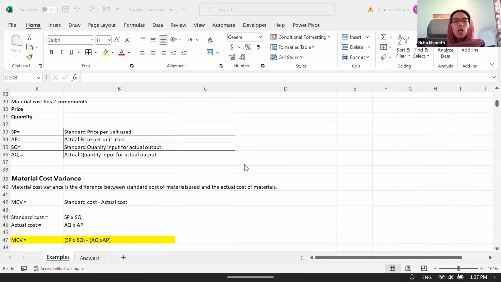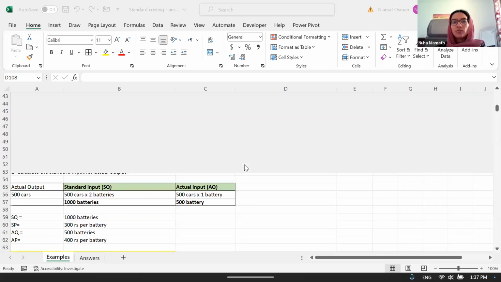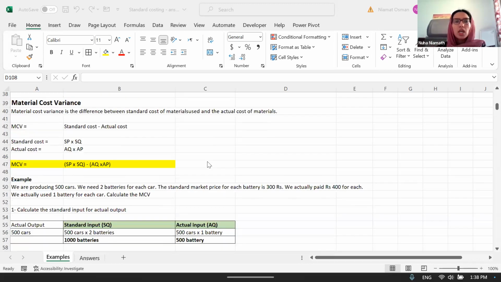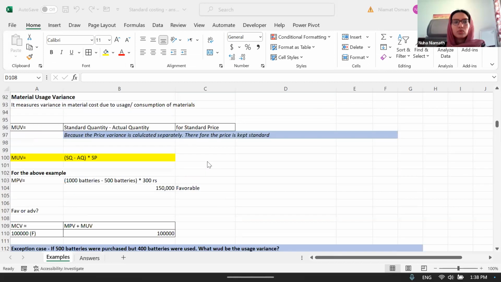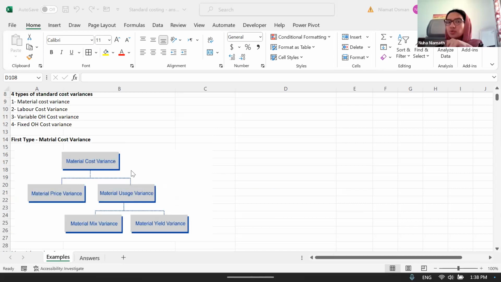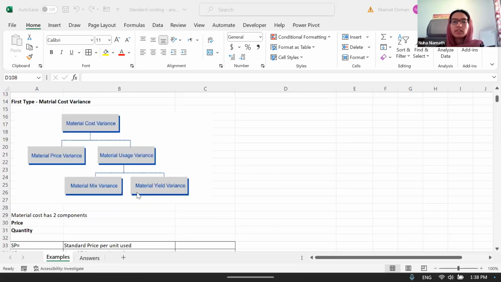Okay. So now, if you see the chart, under usage variance, there are two more variances. It gets a little more complicated here. We have mix variance and a yield variance. Nothing difficult. What is a mix variance? Just like how price variance plus usage variance is equal to cost variance, similarly, mix variance plus yield variance will give me usage variance. Usage variance we know is standard quantity minus actual quantity for the standard price.